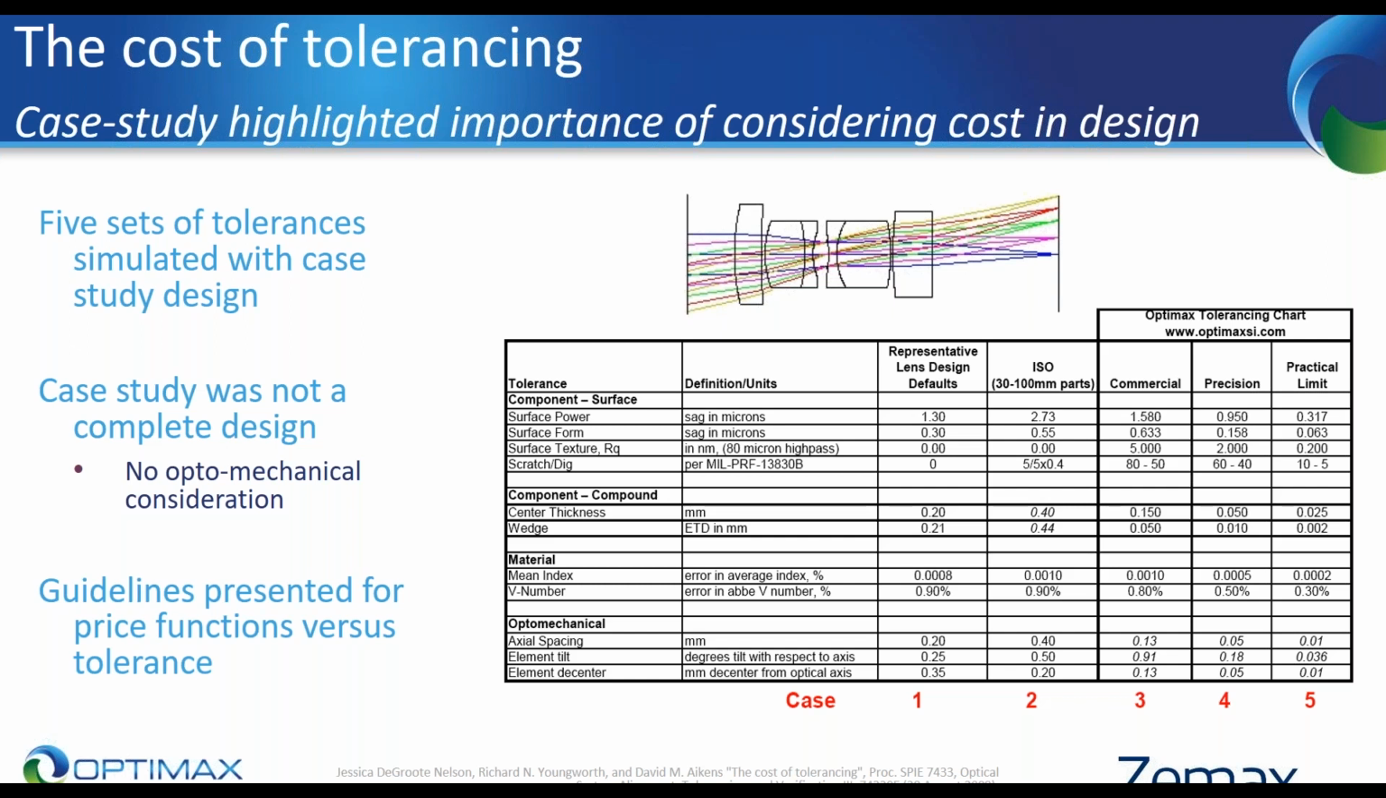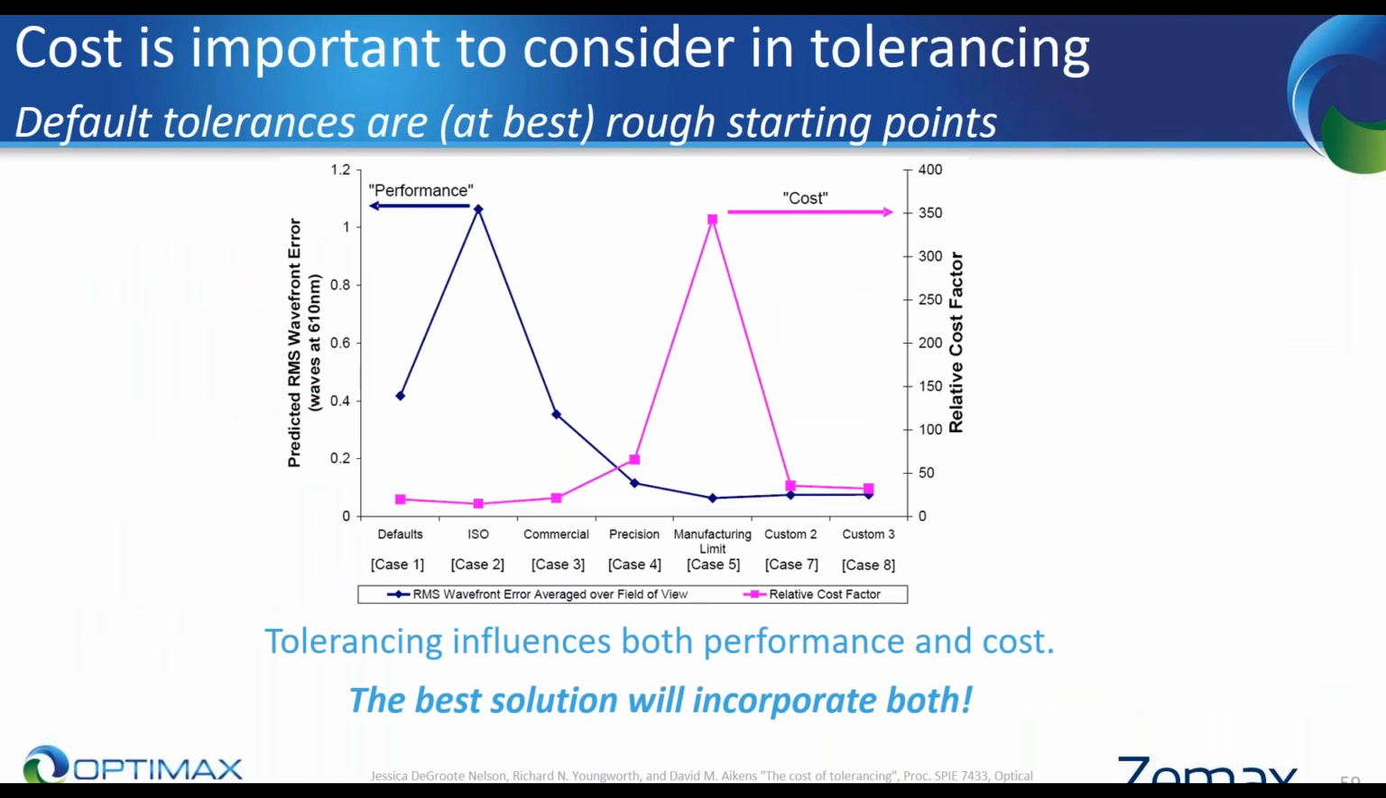And what we found is that the defaults in the ISO 10110 and the commercial case had fairly loose tolerances. So the performance wasn't that great, but your costs were all pretty low. But moving from the commercial to the precision, the lines crossed. So you started to get a little bit higher cost, but your performance got quite a bit better. And then if you tighten every single knob there is to tighten and do the manufacturing limits at the time, your performance was great, but your cost skyrocketed.